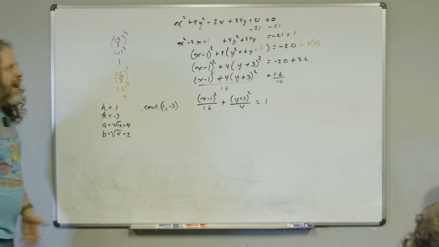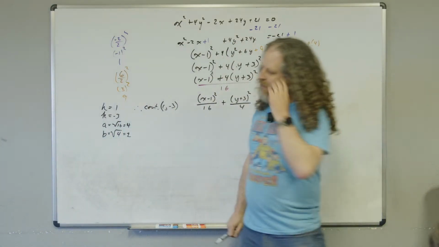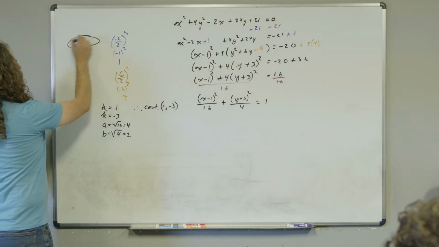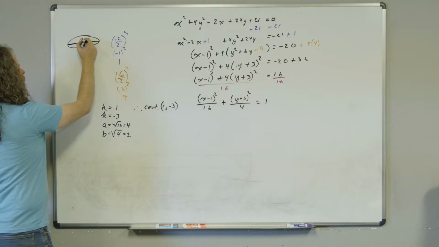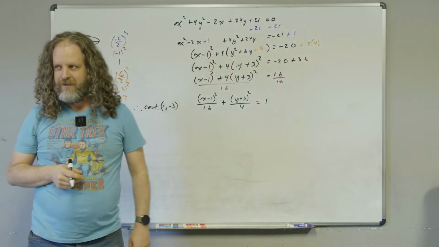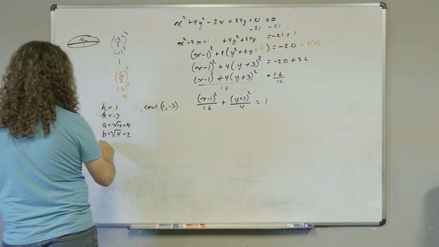So we are asked to find the center. We did that. We are supposed to find the length of the major and minor axis. In an ellipse, the major axis is this one. That's the major axis. This is the minor axis. So the length of the major one, we need the vertices.